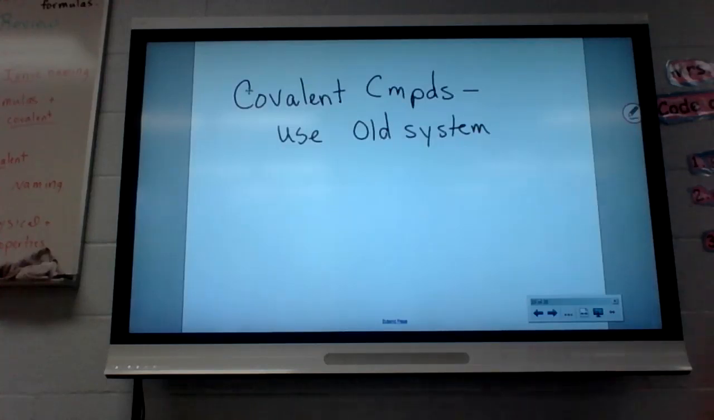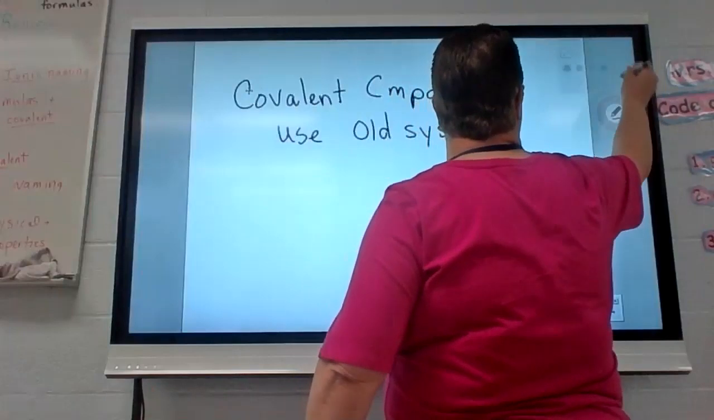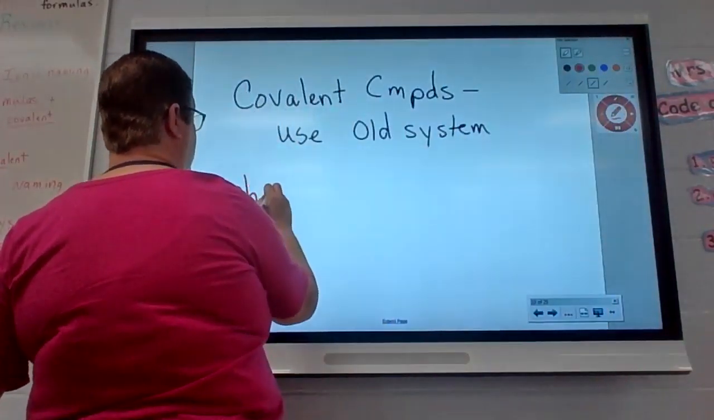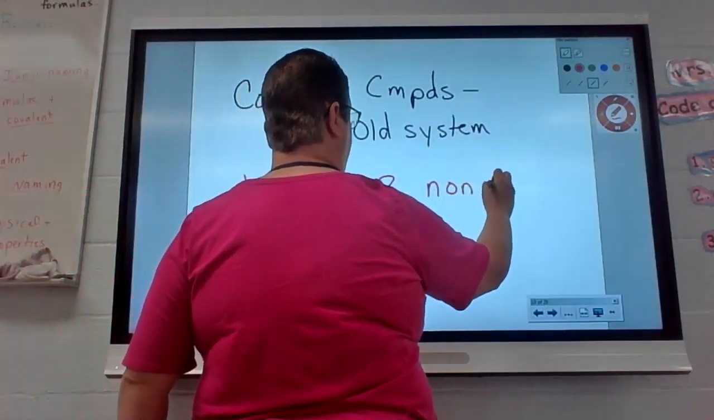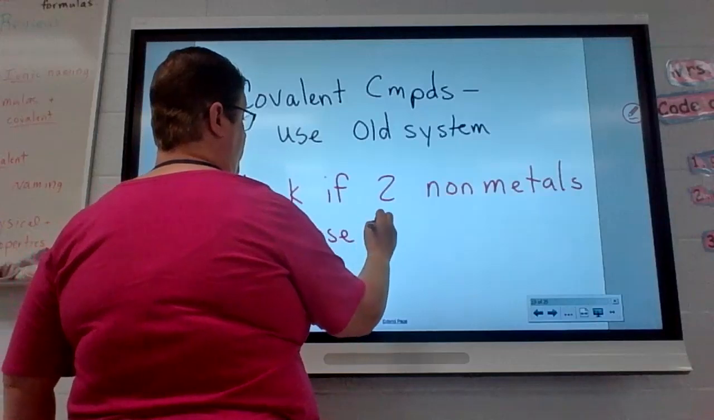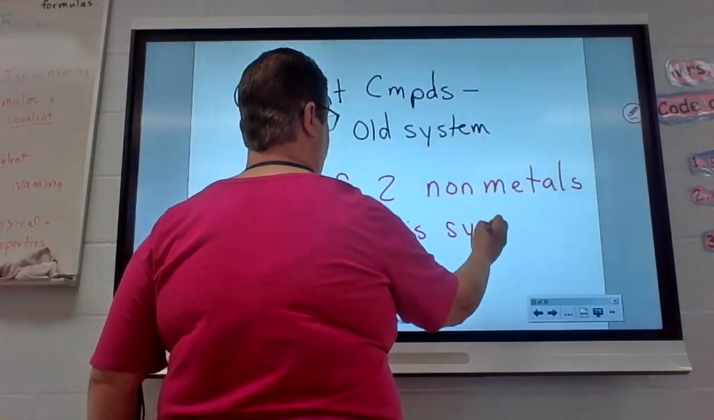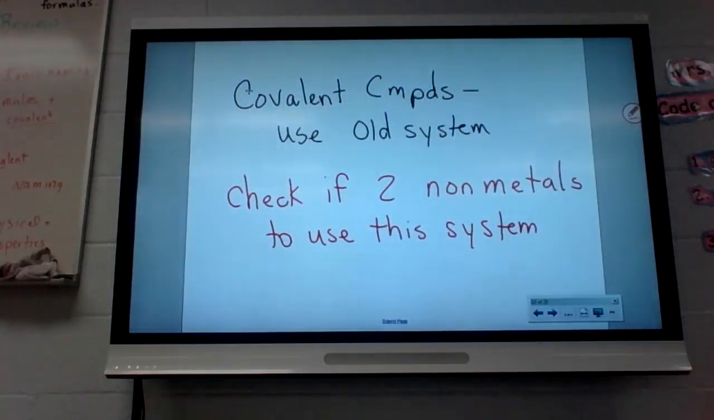So, before we can name, when we get down here where it says practice all naming, you have to actually take a periodic table and check if there are 2 non-metals to use this system. You cannot use this system unless there are 2 non-metals. Now, where are the non-metals on the periodic table? To the right of the staircase.